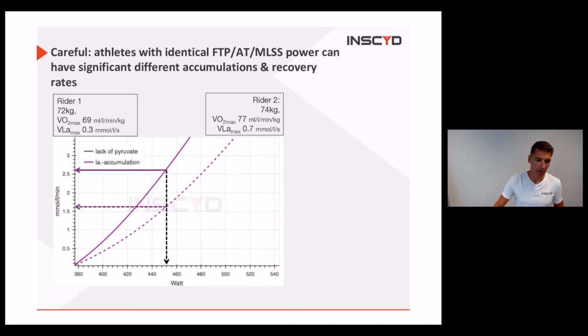Let me give you an example. Those 2 athletes both ride at 450 watts. The lactate accumulation rate of rider 1 is 2.6, and of rider 2 is 1.6. It's only 1 millimole difference. But if you're riding there for 5 minutes, the resulting lactate concentration is 13 versus 8.